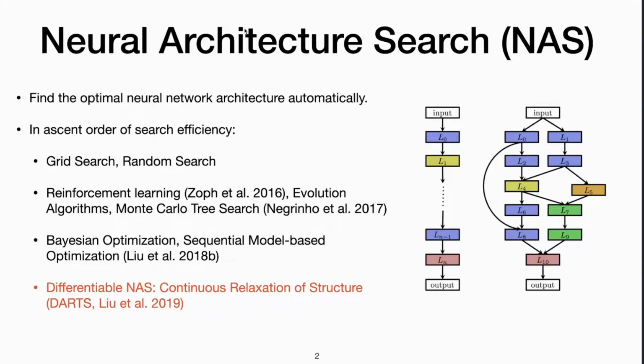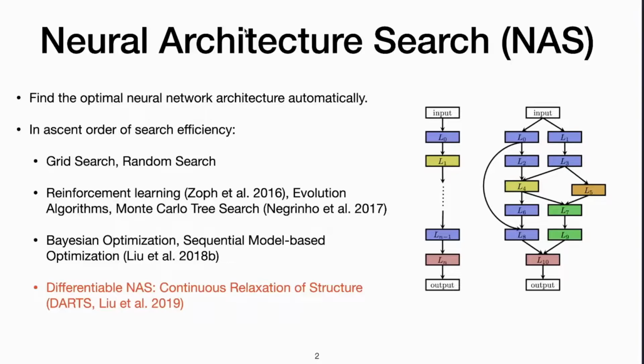So first, let's talk about neural architecture search. The goal is very simple: to find the optimal neural network architecture automatically. And with time going by, there are more and more advanced algorithms for this problem. At the beginning, we have grid search, random search, and then we have reinforcement learning, evolutionary algorithms, or some other kinds of heuristic search algorithms. And then we have Monte Carlo tree search. Later, we have Bayesian optimization or other types of black box optimization algorithms, for example, sequential model-based optimization.